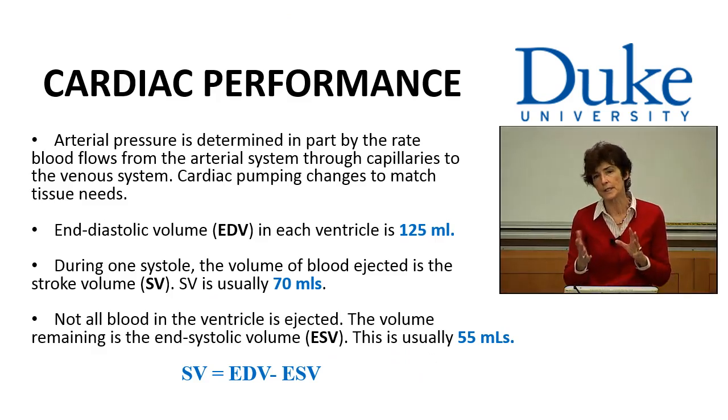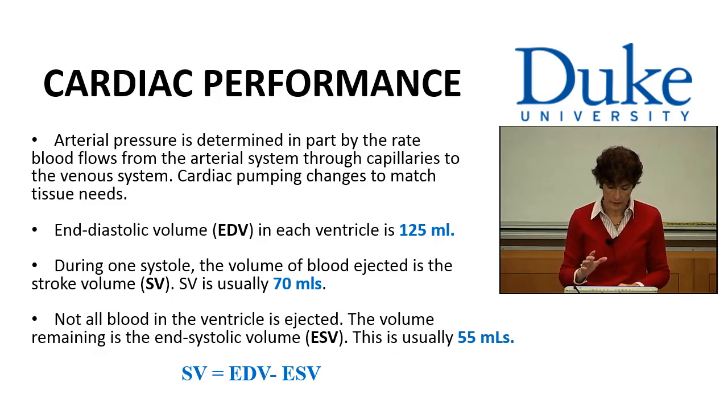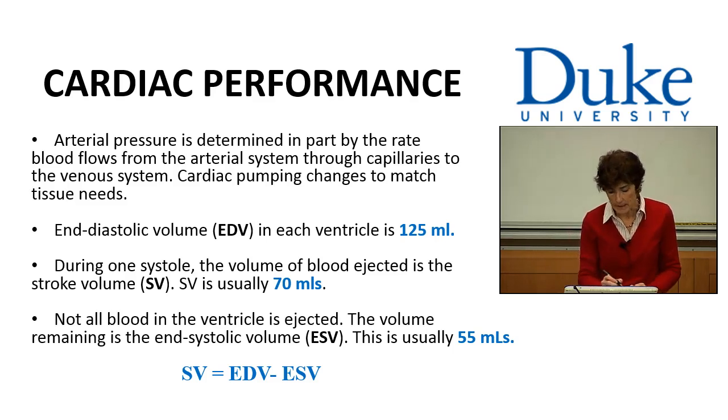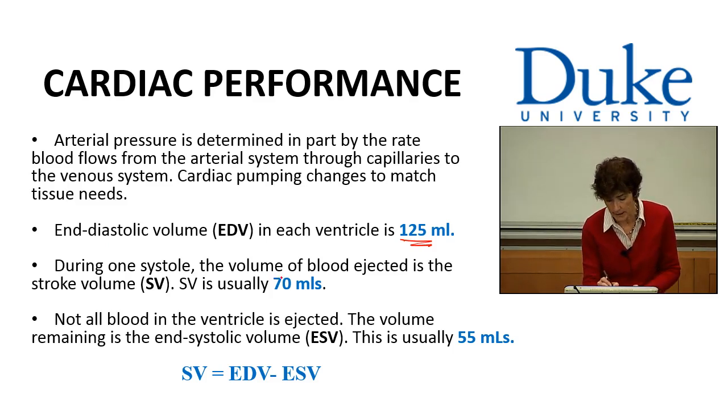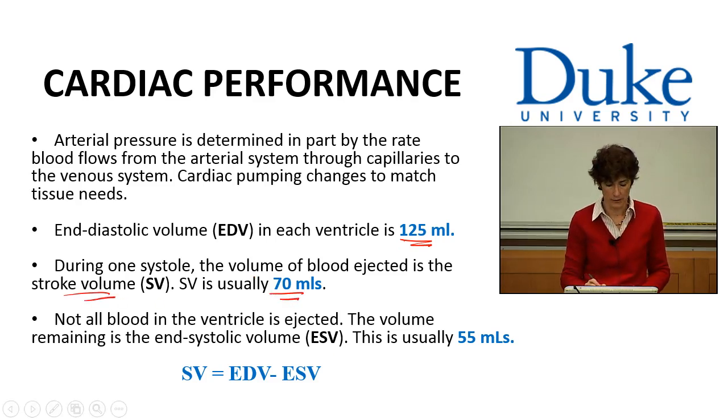So we are interested in the end diastolic volume because it tells us how much volume is present within the heart, how big the heart is. We're going to return to the end diastolic volume, stroke volume, and end systolic volume again in later lectures. But for today, we'll just say that the end diastolic volume in each ventricle is normally about 125 milliliters, and during one systole, the volume of blood that's ejected, or the stroke volume, is usually about 70 milliliters.